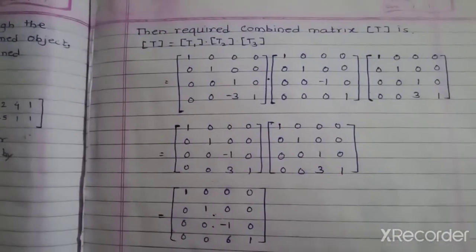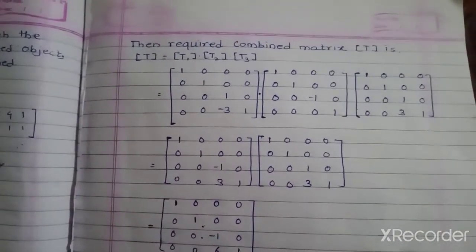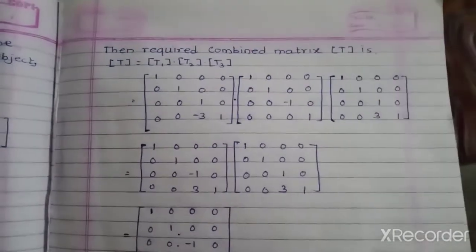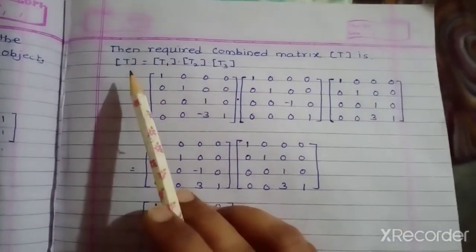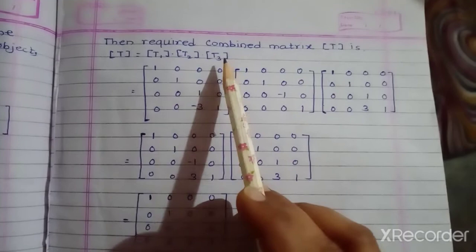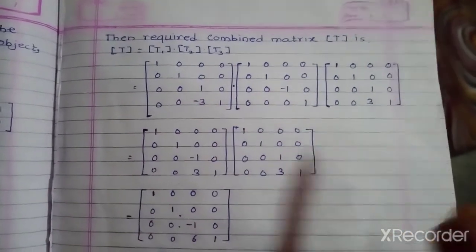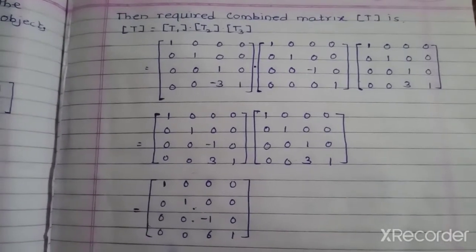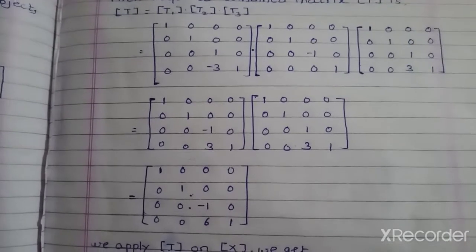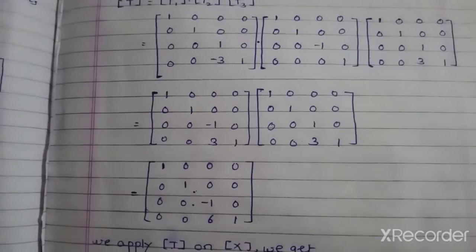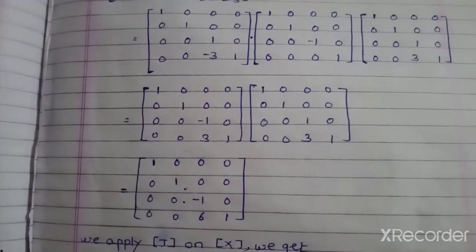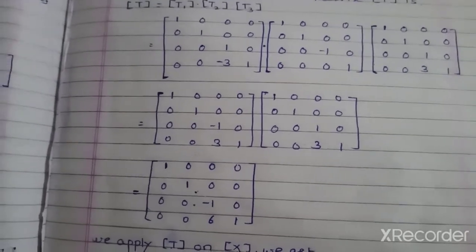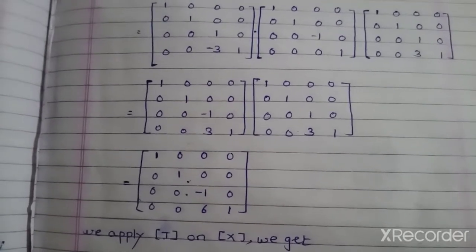After this, we find its combined matrix. So we write down here the required combined matrix T, which is equal to T1 into T2 into T3. We put those matrices here. Now in the next step, we do the multiplication of the first two matrices. The last matrix we keep as it is. And then lastly we do the multiplication. In this way we obtain our T matrix.